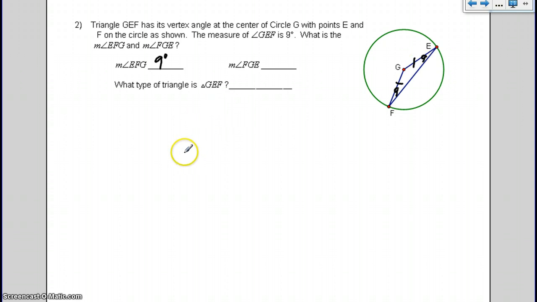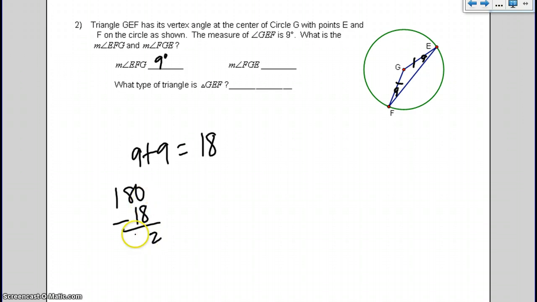Now I can find the other one. Well, if I know 9 plus 9 is 18, then I take 180, subtract 18, do some math, I get 162. So this big old angle right here is probably 162. Now I can classify it. 162 is bigger than 90, so this is obtuse. I have two sides the same, so I know it's isosceles.